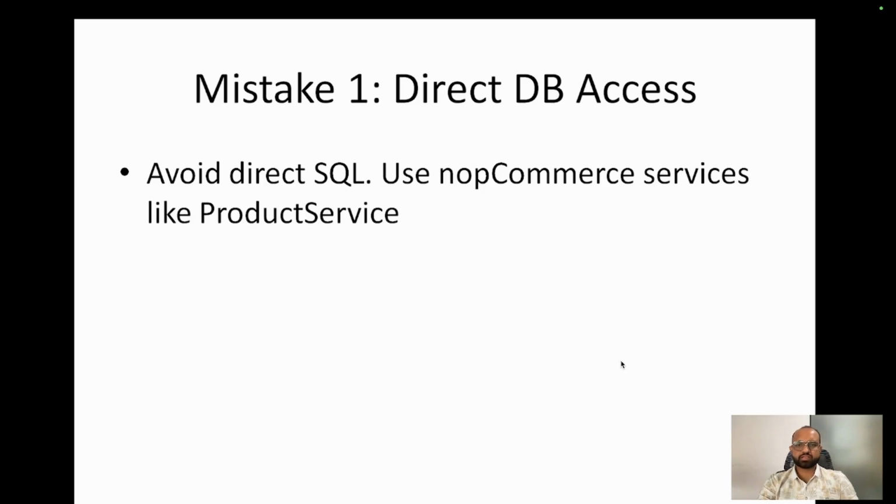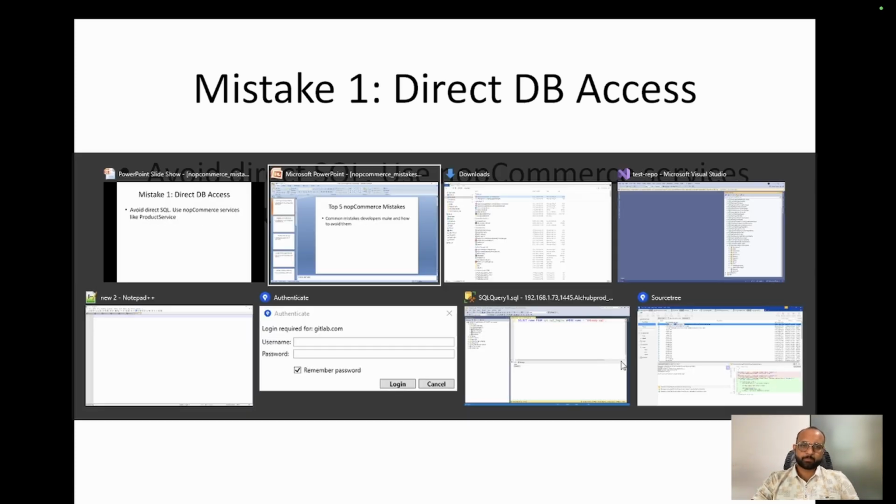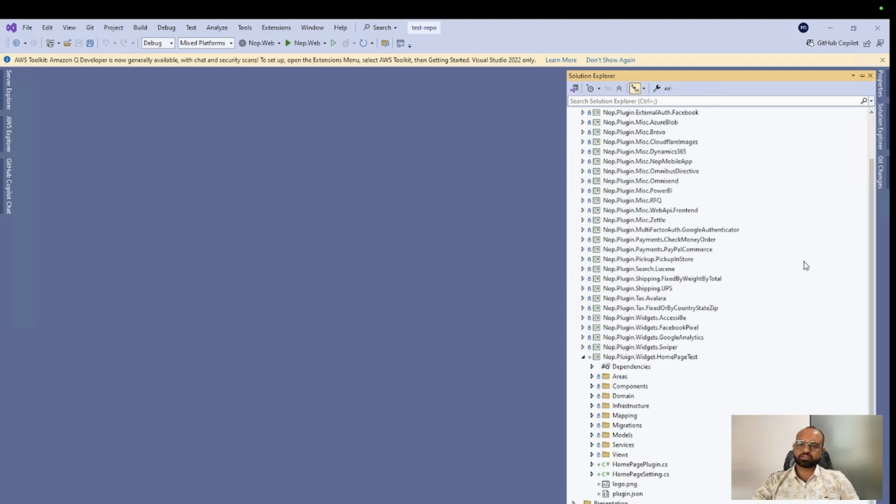Mistake 1, direct DB access. Avoid direct SQL, use nopCommerce services like the product service. Usually .NET developers write SQL queries directly to access the database. Instead of that, you need to use the services.